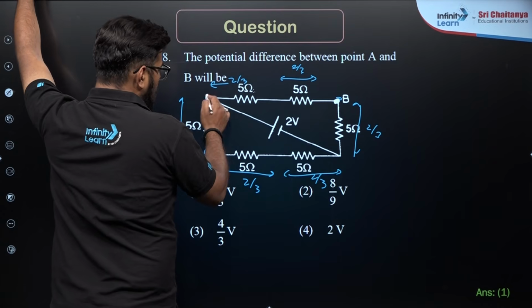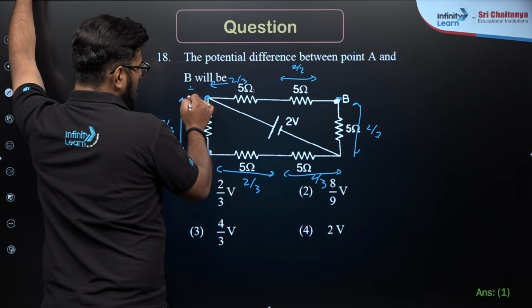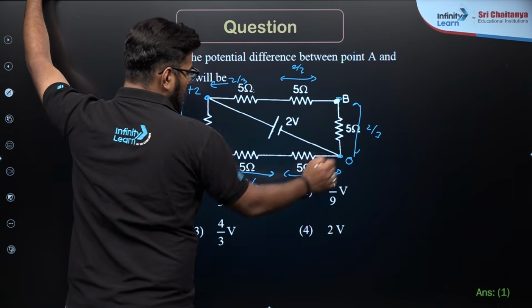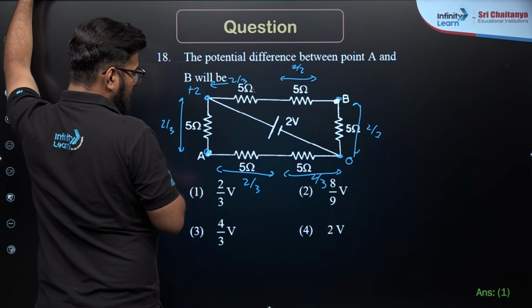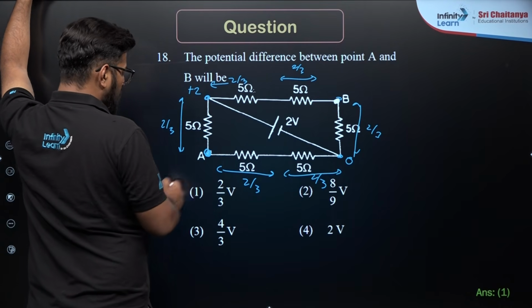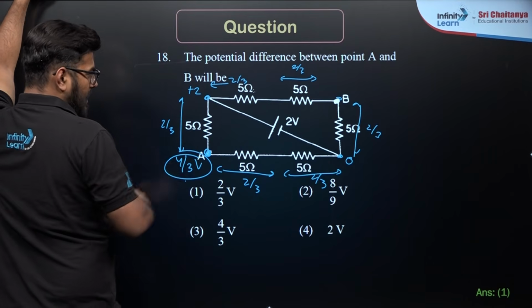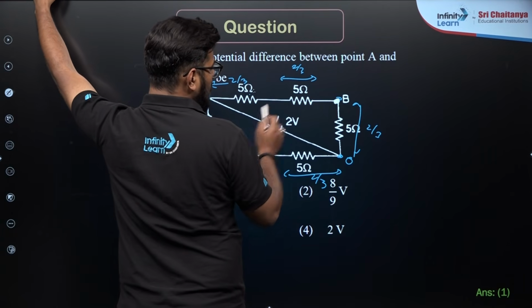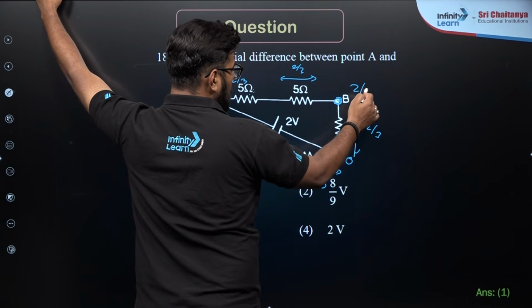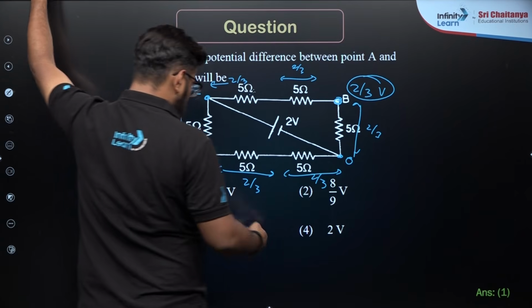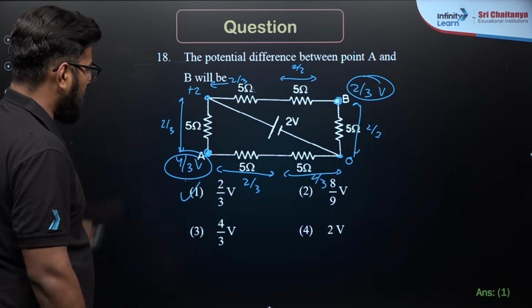So if you assume the potential over here to be plus 2 and here to be 0, so 2 minus 2 by 3, which is going to be how much? It's going to be 4 by 3 volt over here, and 2 minus 2 by 3 minus 2 by 3, this will be 2 by 3 volt over here. So the difference is just 2 by 3. Option number 1 is the right answer.